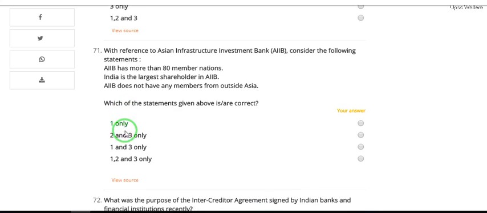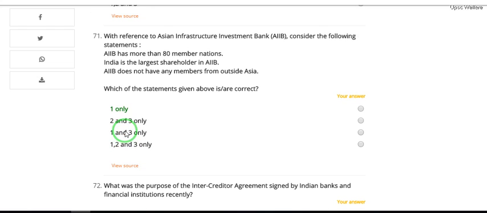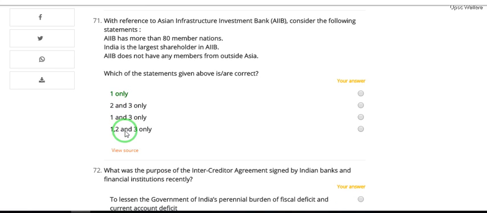Now 71, ABC. 71 is going to be, because it's a very simple question, because the Asian Infrastructure Investment Bank is here, so this is an easy question. If we're talking about the Asian Infrastructure Investment Bank, of course more than 80 member nations, so it's correct. And ABC, the largest investor is India, how could we show? Yes, if we eliminate the two, then definitely we have the choice. In my opinion here C, only when the A is going to be correct.